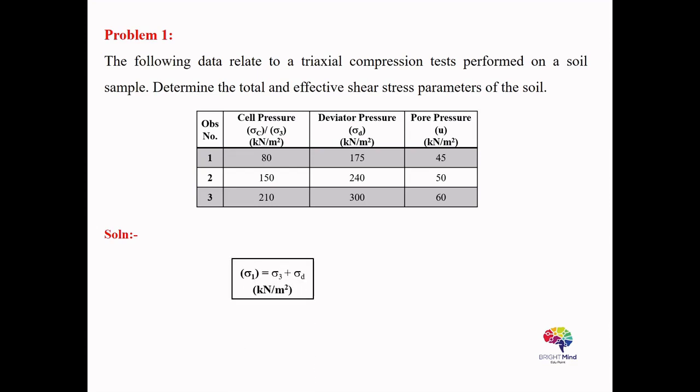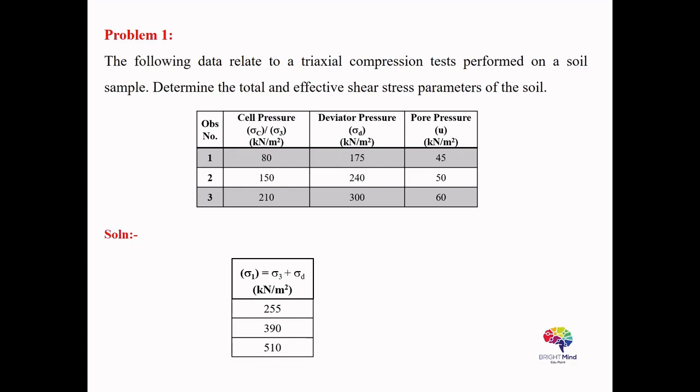So sigma 1 can be calculated by adding the values of the cell pressure and the deviator pressure. As we can see, the cell pressure for the first trial is given as 80 and the deviator pressure for the first trial is 175. If we add both these values, we'll get the value of sigma 1 for the first trial as 255. Similarly, we'll add the values for the cell pressure and deviator pressure for the other two trials, which comes out as 390 and 510 kilonewton per meter square respectively.